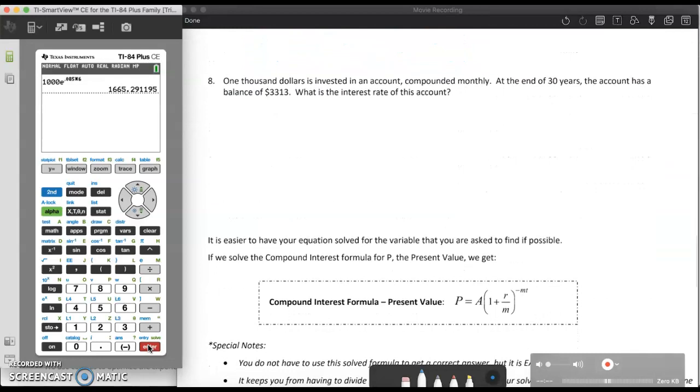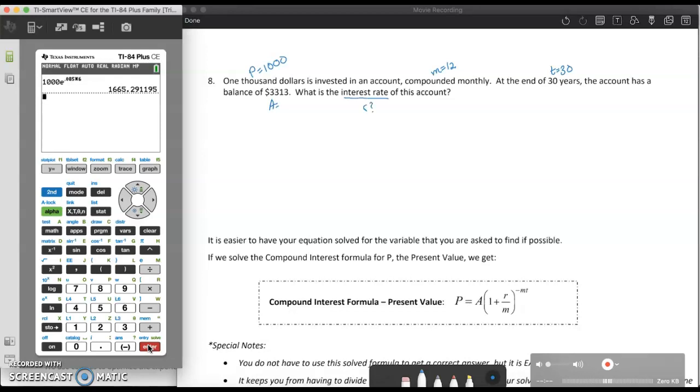Okay, so one other thing that they might set you up with, we've got $1,000 being invested. So we know our P value is 1,000 into some account compounded monthly. So that's our M value is 12. That's how often it's compounded. At the end of 30 years, so time 30, the account has a balance of $3,313. So that's the final balance. What is the interest rate of this account?